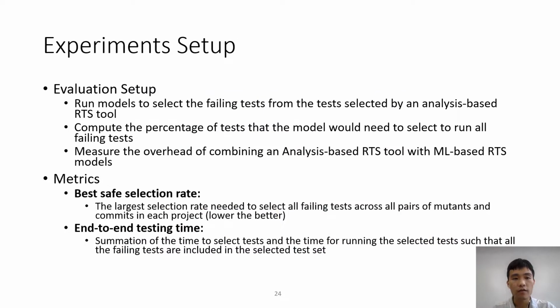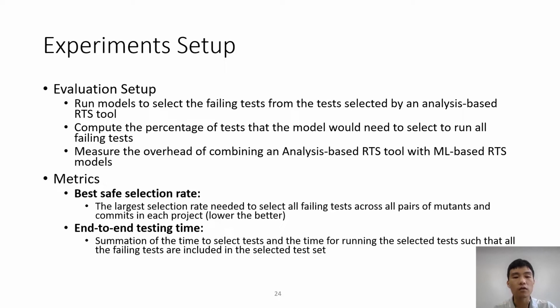In evaluation, we run our ML-based RTS models to select the failing tests from the tests selected by an analysis-based RTS tool. To evaluate the models, we measure for each pair of mutant and commit the percentage of tests out of all tests in the test suite that the model will need to select to run all failing tests. Lower selection rates are better.